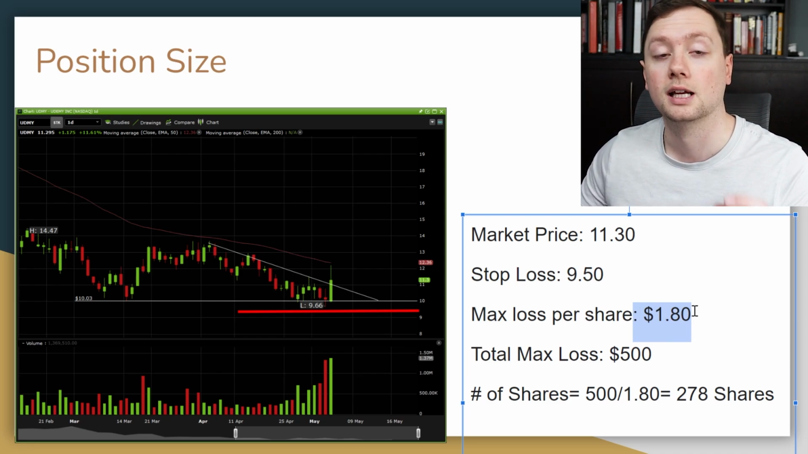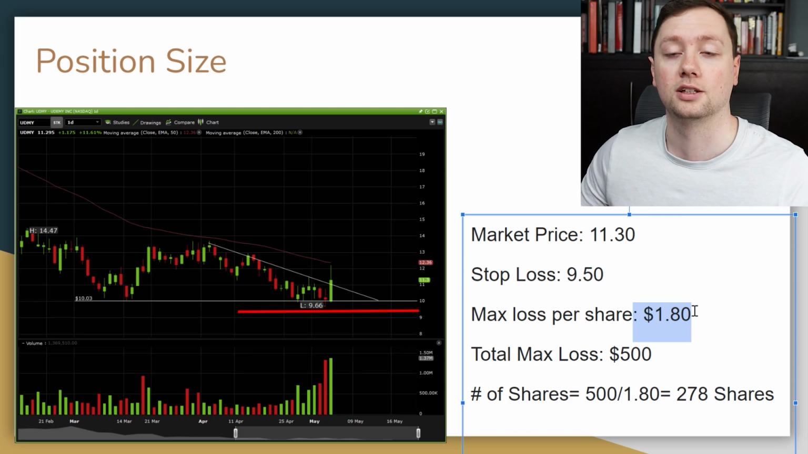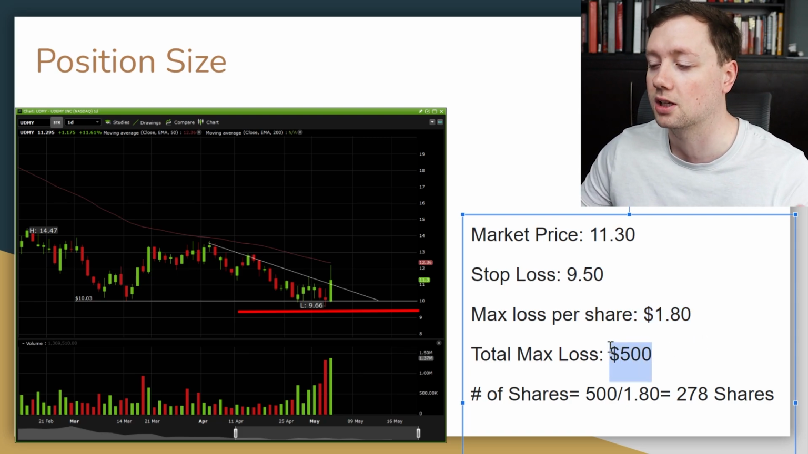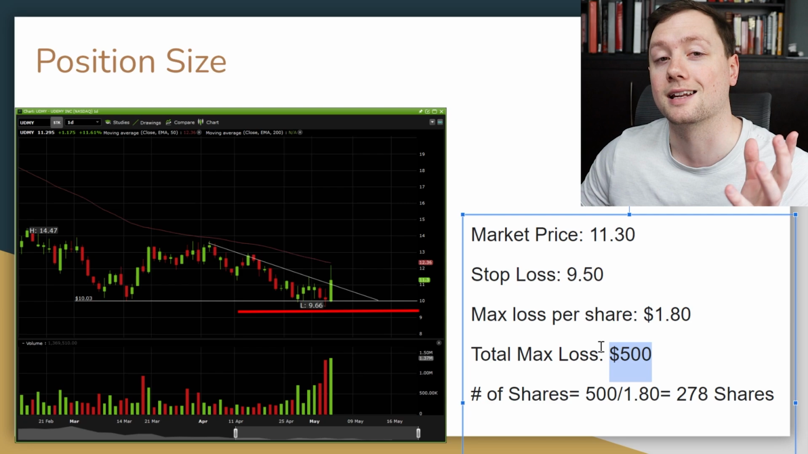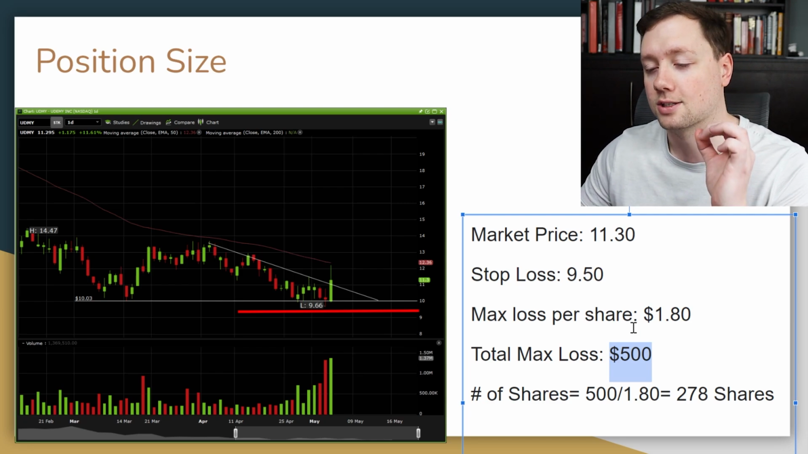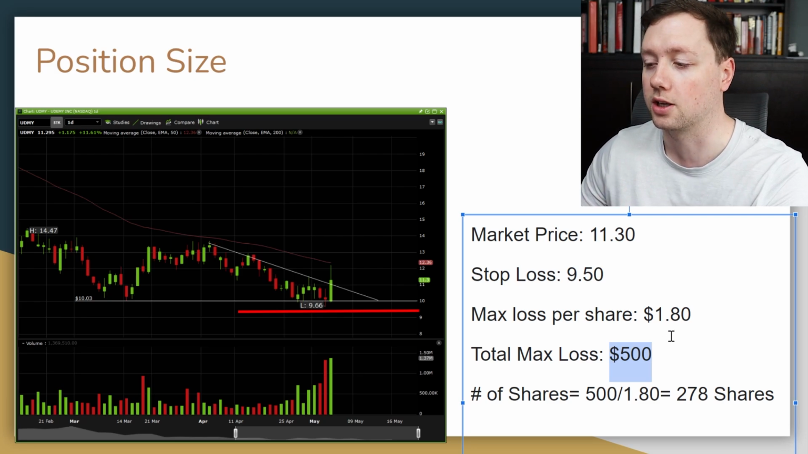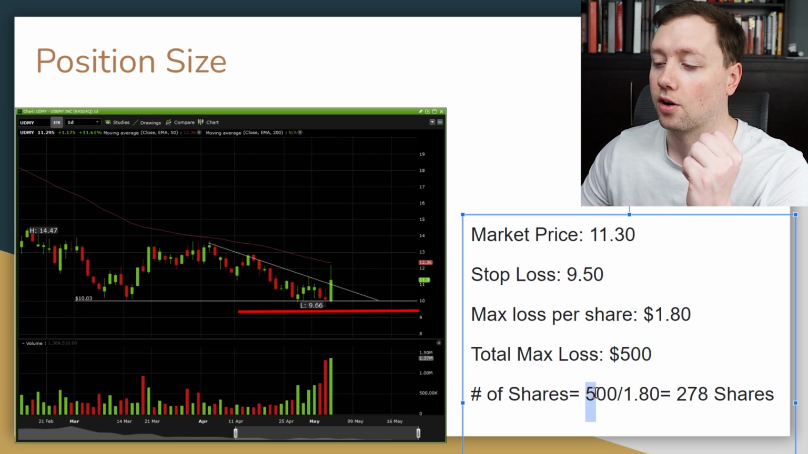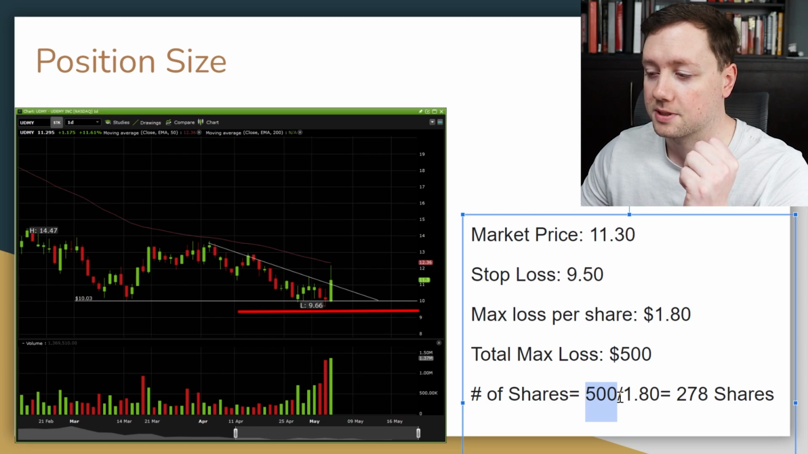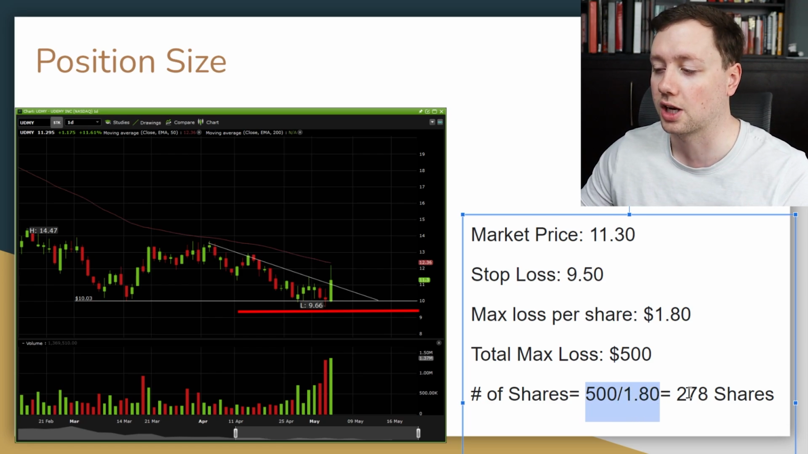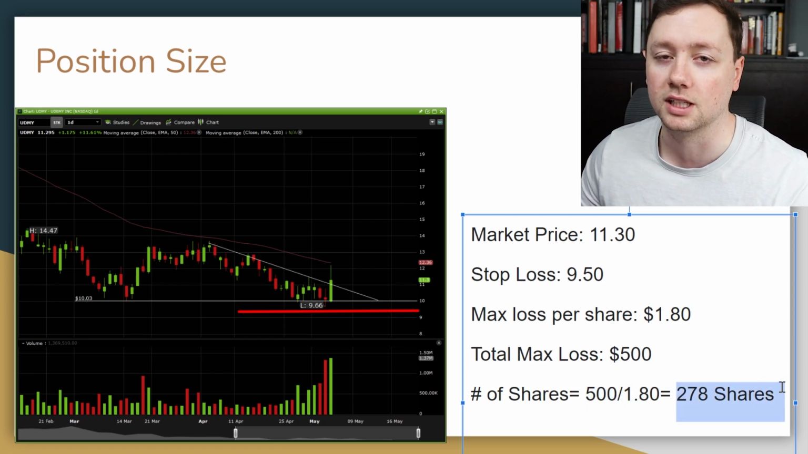Now, what we said before was that we needed to determine the maximum loss per position, and for this example, like I said, it is going to be $500. And so the position size that we can take for this company, for this stock, UDMY, is going to be based on our total loss for this position divided by our loss per share, and that is going to give us 278 shares.